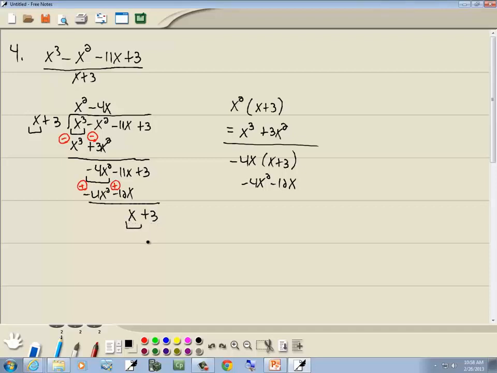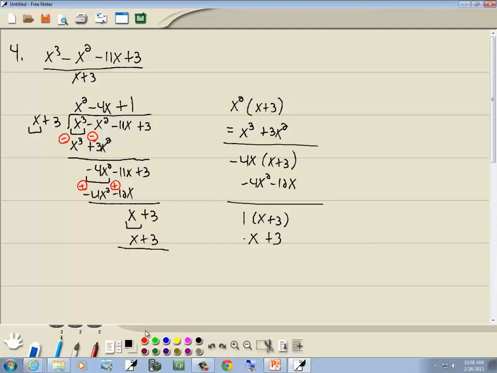Again, we look at the first term of each, decide what to put up on top. You ask yourself, what times x gives you x? And that'd be 1. Now, whatever you put up on top, you multiply by what's out in front. So we're going to take 1 times x plus 3. 1 times x is x. 1 times 3 is 3.